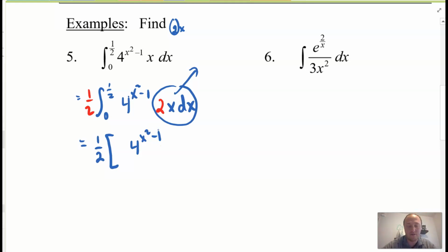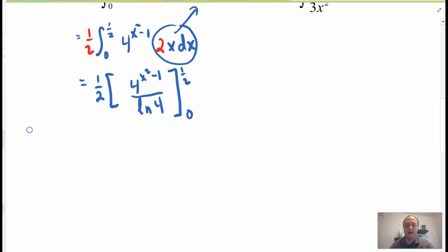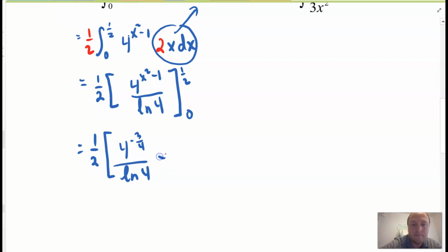The integral of an exponential function is the same thing, but since my base is not e, I have to divide by the natural log of that base. So divide by the natural log of 4, okay? And my bounds are from 0 to 1/2. So now I have to evaluate. This is equal to 1/2 times, I'm going to plug in 1/2, so this becomes 4 to the power of 1/2 squared, which is 1/4. 1/4 take away 1 is -3/4. So 4 to the -3/4, over natural log of 4, minus 4 to the power of 0 squared minus 1, which is 4 to the -1, divided by natural log of 4.